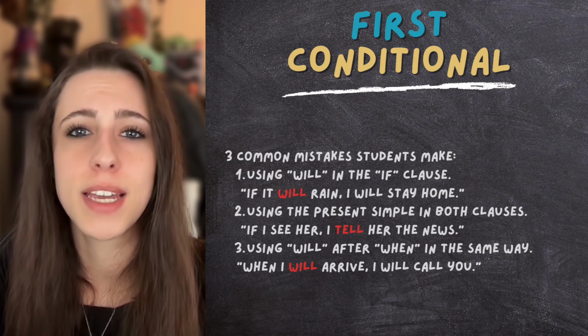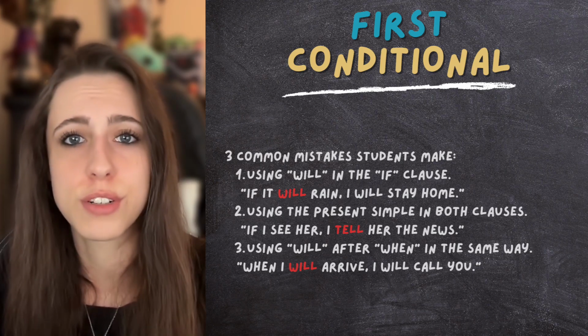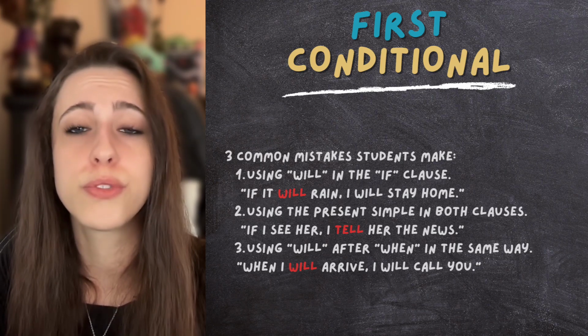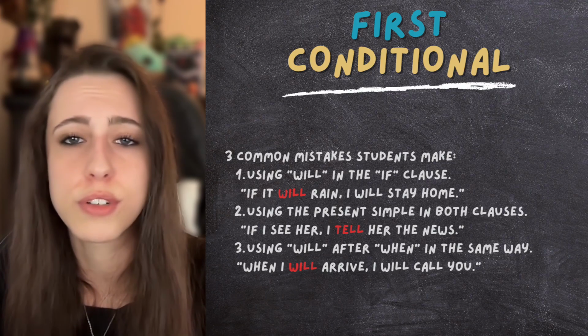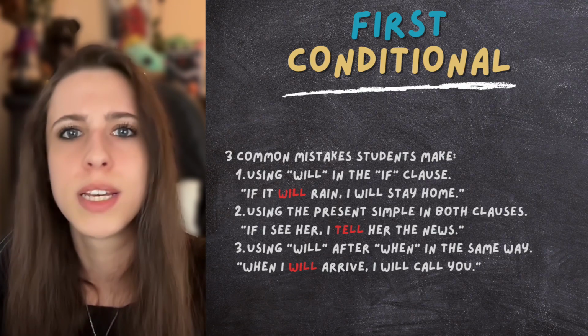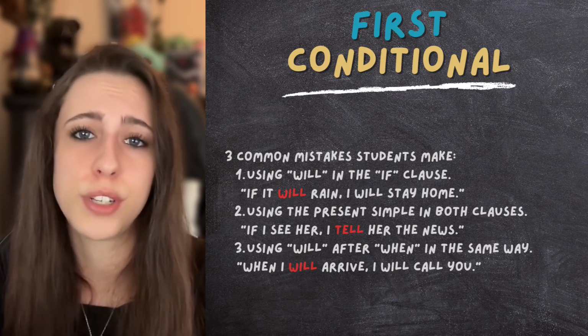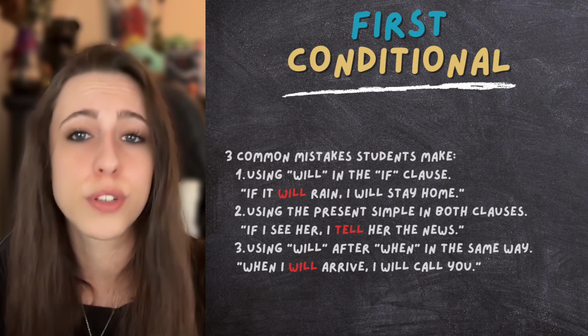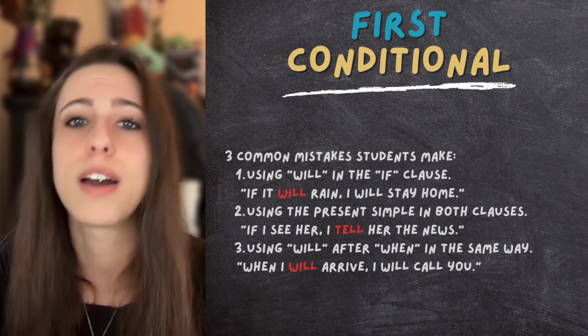Second most common mistake is using the zero conditional. Students sometimes confuse the zero conditional and the first conditional. For example, if I see her, I tell her the news. We want to use the first conditional. If I see her, I will tell her the news.